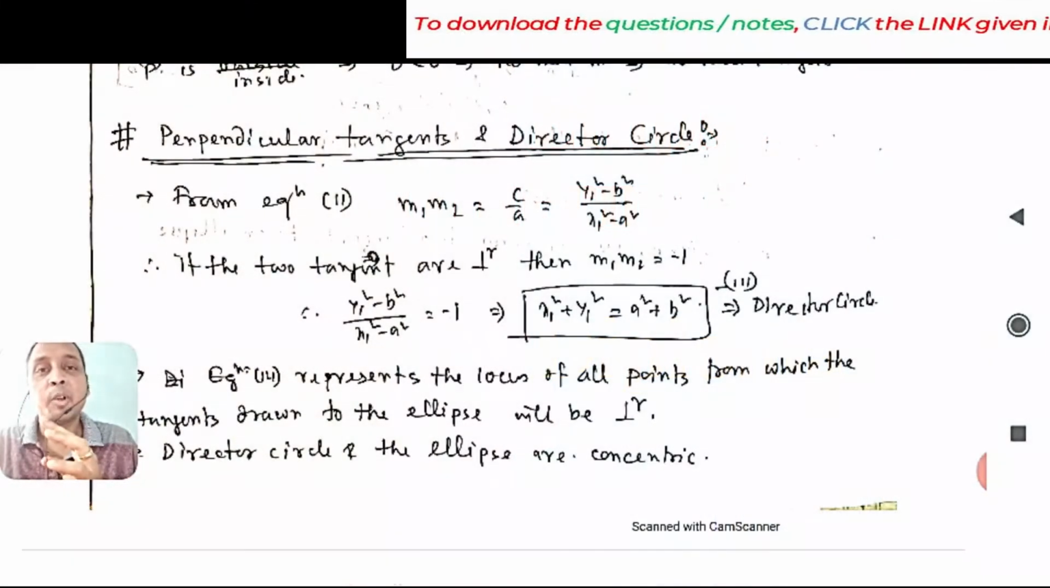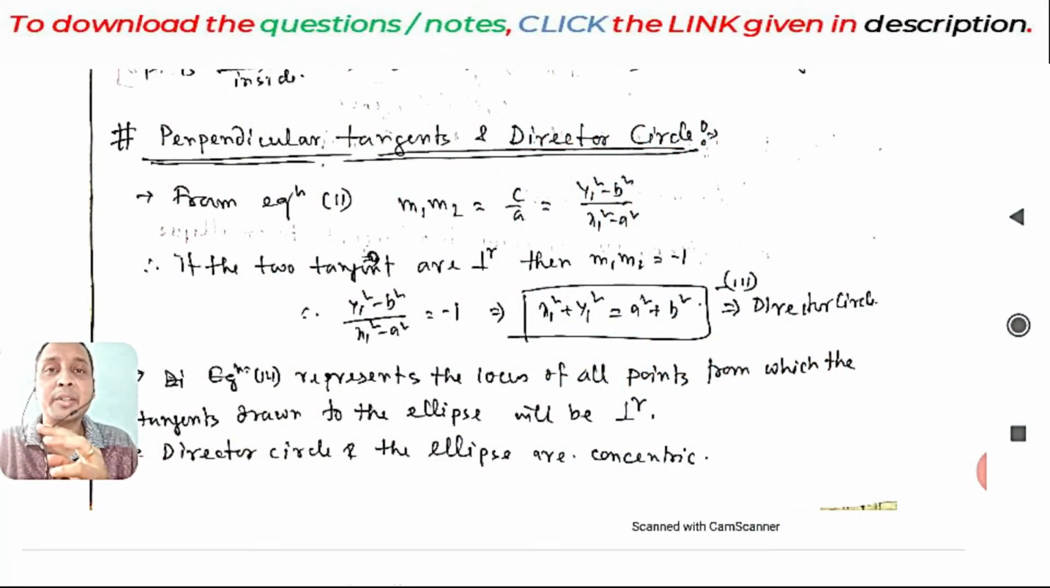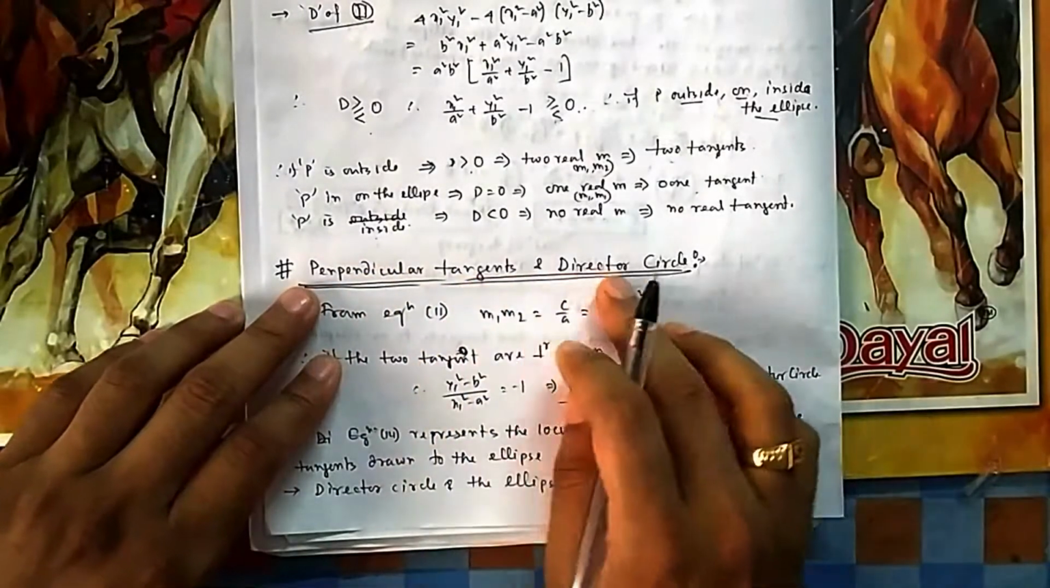Okay students, welcome you all to this new lecture in intermediate level on ellipse. So today we will build concepts on perpendicular tangents, how we can draw perpendicular tangents to an ellipse, and we will see the idea of the diameter circle in case of an ellipse. Okay, then let's see this. Okay, the next article is perpendicular tangents and diameter circles.